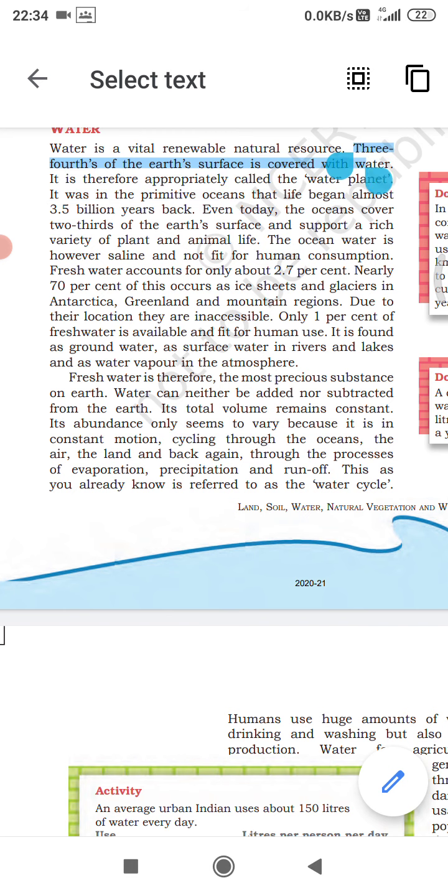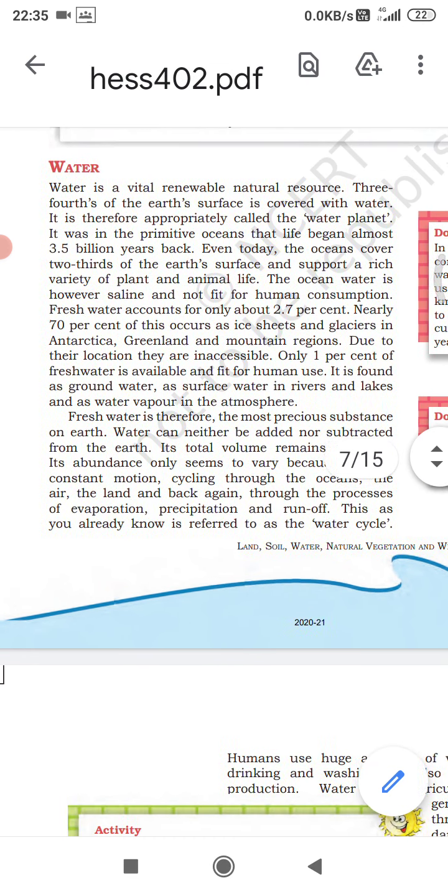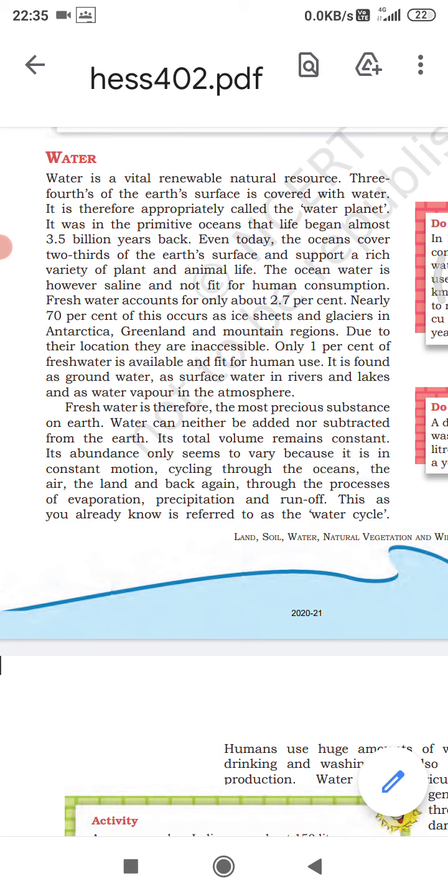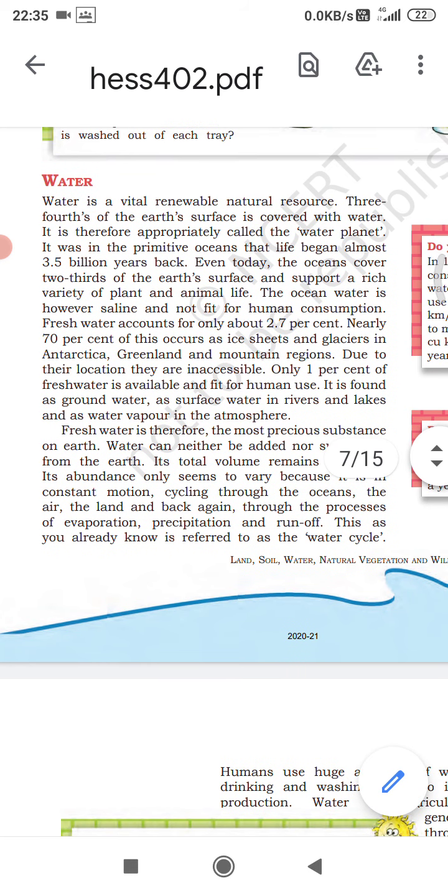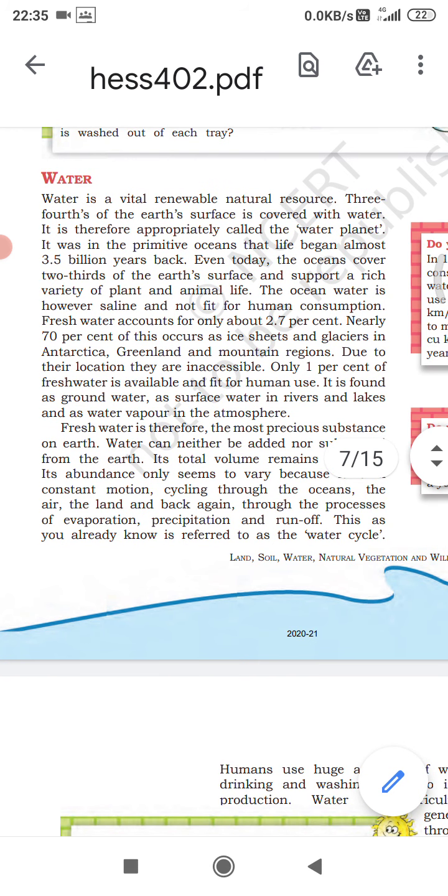Why is it called the water planet? Because the maximum part of the earth is covered with water. It was in the primitive oceans that life began almost 3.5 billion years back. Even today, the oceans cover 2/3 of the earth's surface and support a rich variety of plant and animal life. So we know that there is aquatic life, and a sort of plant and animal life is present in the oceans also. The ocean water is, however, saline and not fit for human consumption.